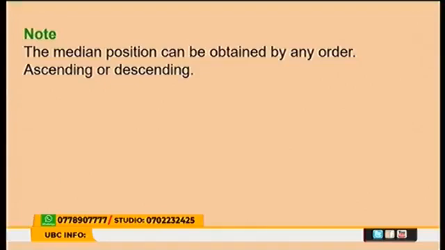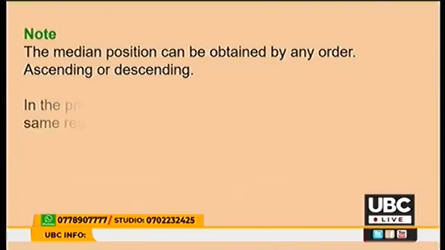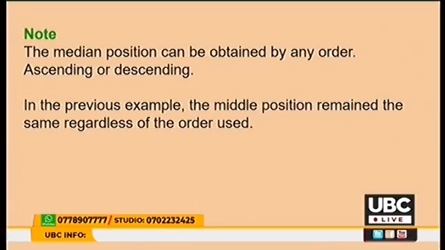Let's take a note. We have seen that the median position can be obtained by any order, ascending or descending order. Ascending order means starting from the lowest to the highest, and descending order means starting from the highest to the lowest. So most of us who get confused with the word ascending, ascending means starting with the smallest to the highest. Descending means starting from the highest to the lowest.